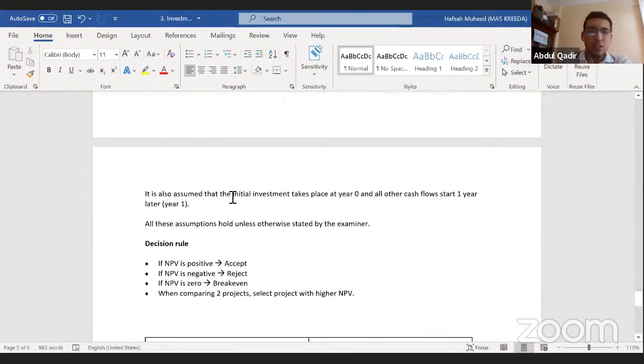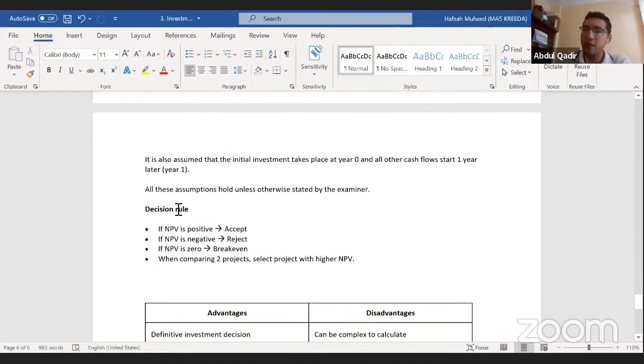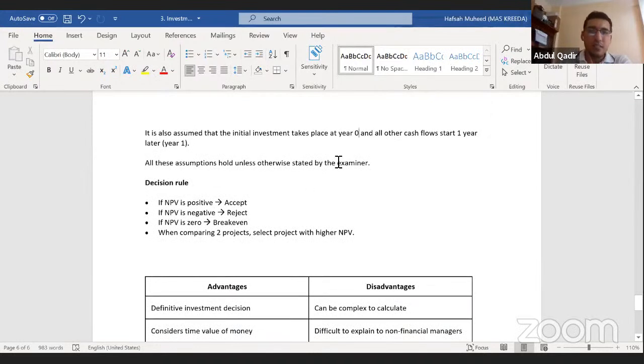It is also assumed that the initial investment takes place at year 0 and all of the cash flows start 1 year later, that means year 1 onwards, right? All these assumptions hold unless otherwise stated by the examiner. So you will assume these unless the examiner specifically states something different.